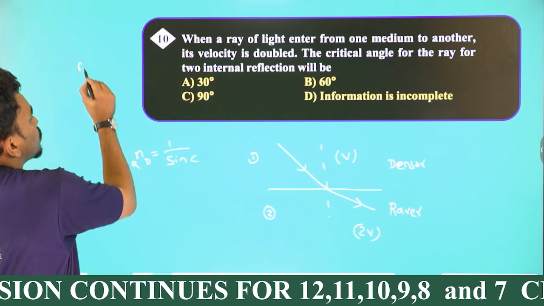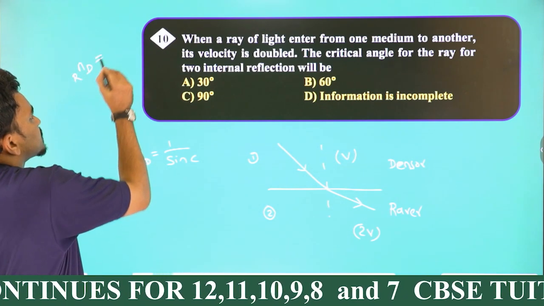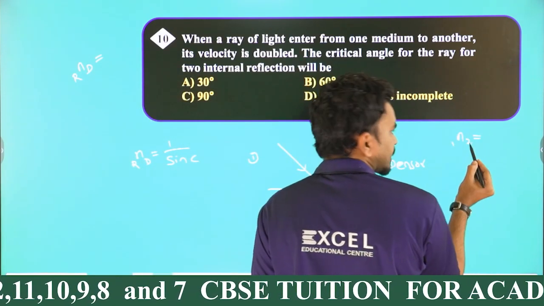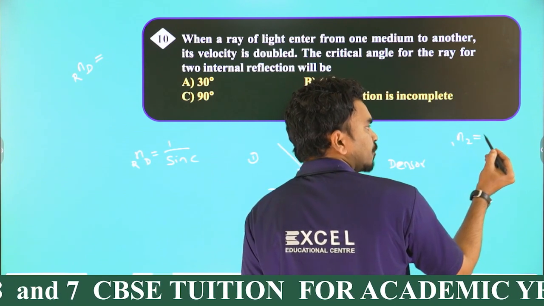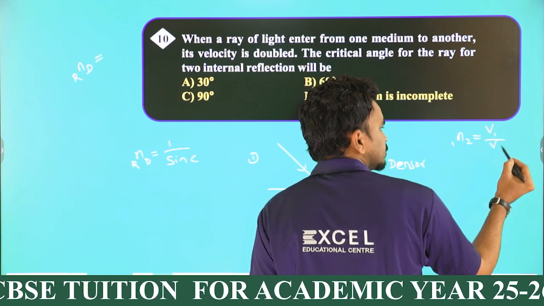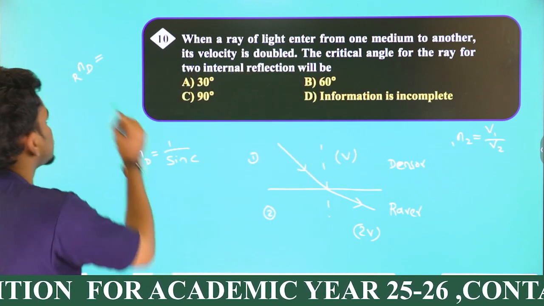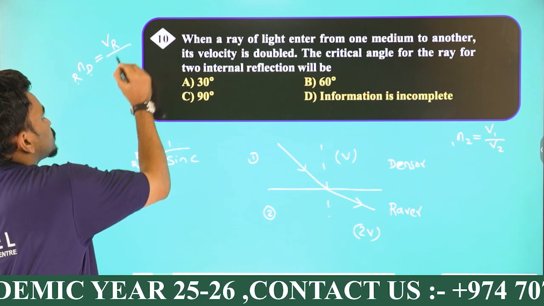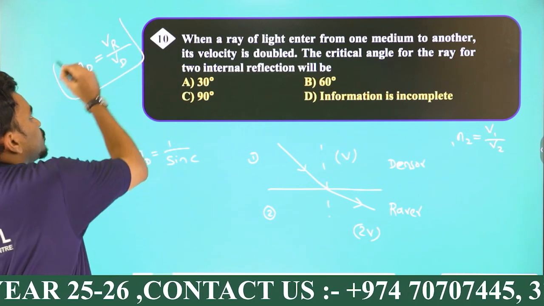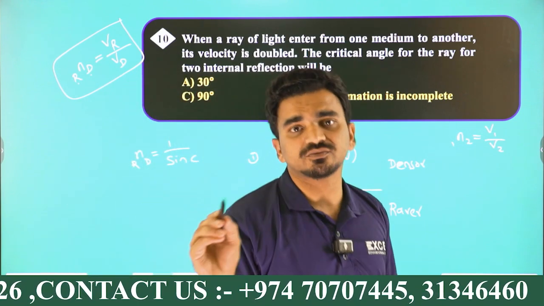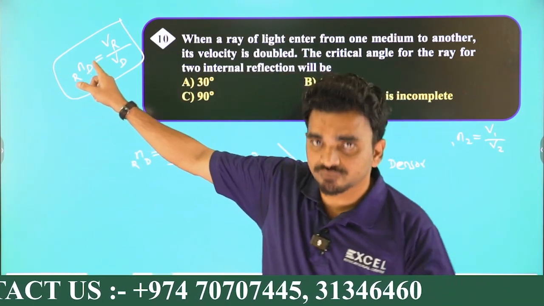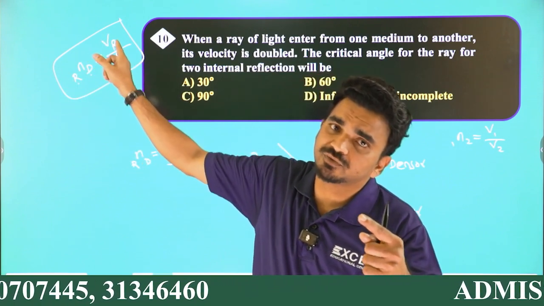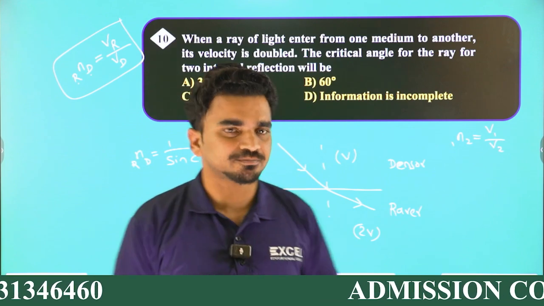You want to remember one more relation: nd by nr can be written in terms of velocity. Let me write here. You already know this: n21, the refractive index of second medium with respect to first medium, is v1 by v2. That is, the refractive index of denser medium with respect to rarer medium is equal to the speed of light in rarer medium divided by the speed of light in denser medium. Okay, fine.